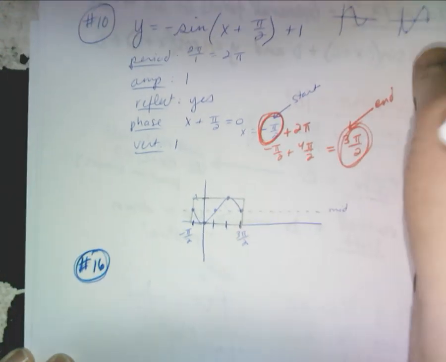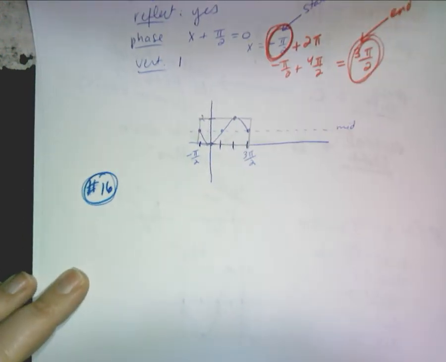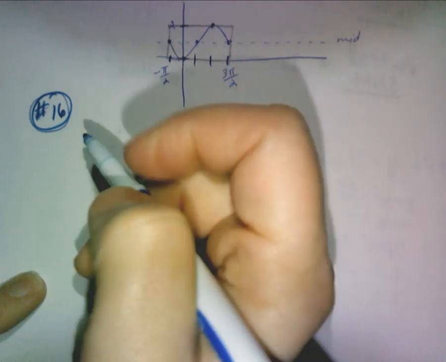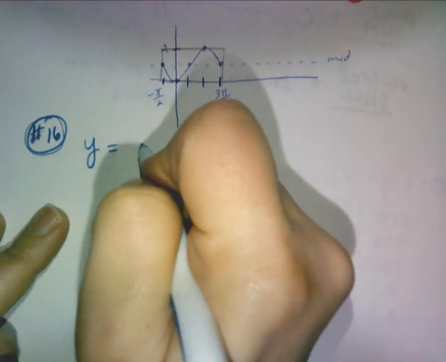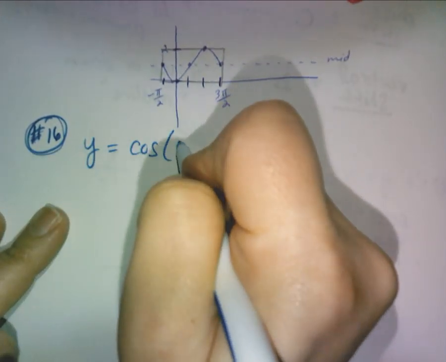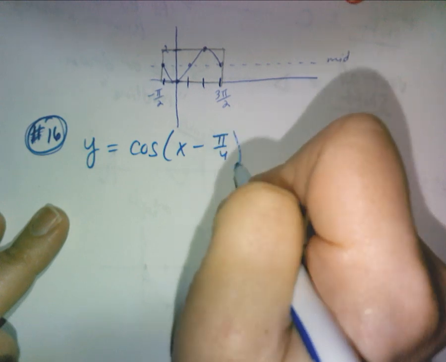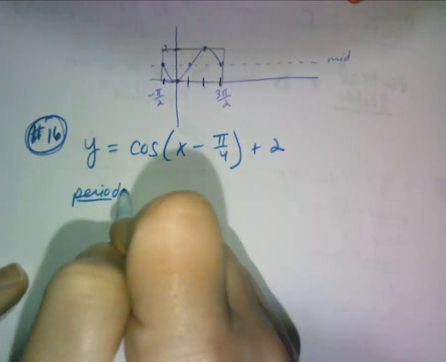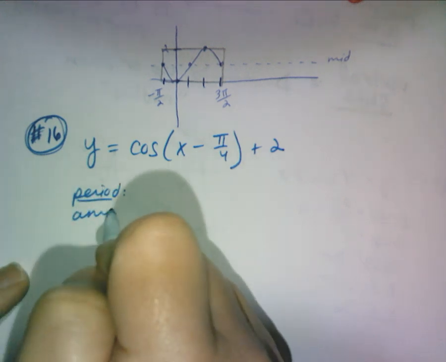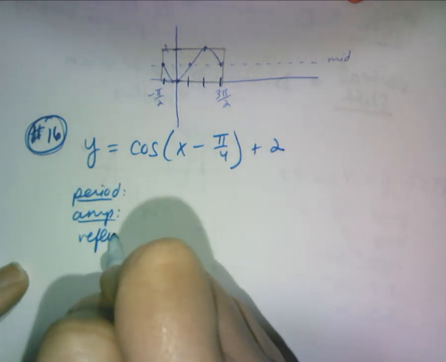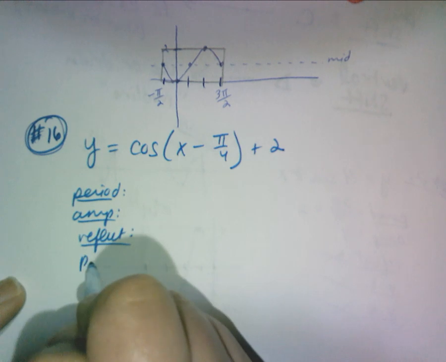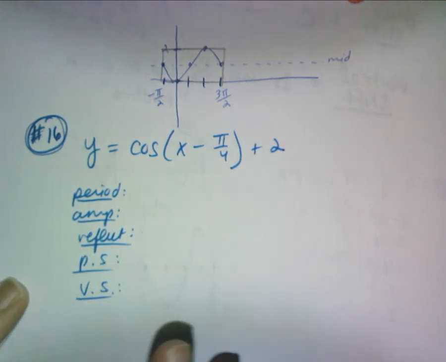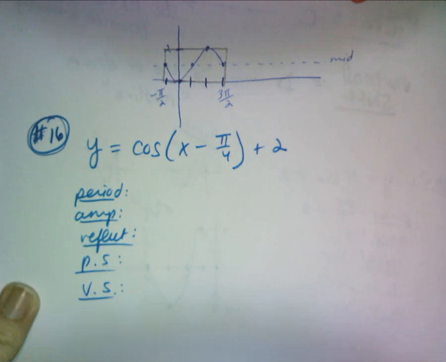I'm going to do number 16. Next. And then I only got one more left, and we're done. And the rest is up to you. y equals cosine of x minus pi over 4, plus 2. See how much of this you can figure out right now. What's your period? What's your amplitude? Is there a reflection? Phase shift, vertical shift. See if any of that you can figure out. I'll help you out in a minute, unless you got it.